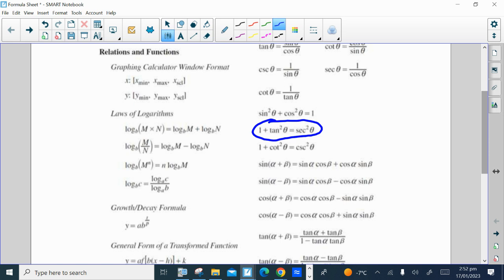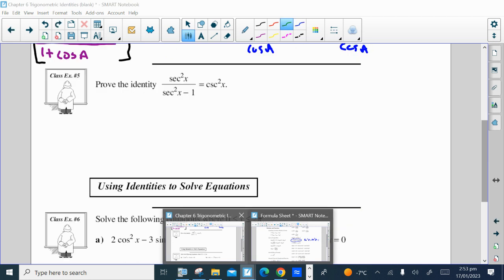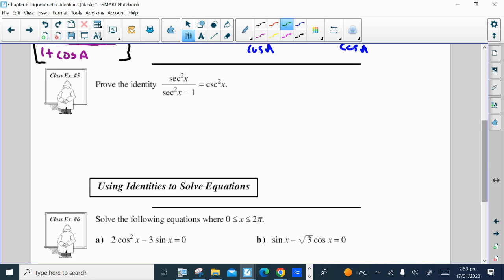Once we know that an identity or a statement is an identity, we are allowed to move things around. We've been doing that using that first Pythagorean identity. We did it once today already. We said that sine squared theta was 1 minus cos squared theta. We can do the same thing with the second identity, meaning that tan squared theta is equal to sec squared theta minus 1. If you take that identity that I circled in blue and subtract 1 from both sides, that's what you get. So sec squared theta minus 1 is equal to tan squared theta. This sec squared x minus 1 is equal to tan squared x.